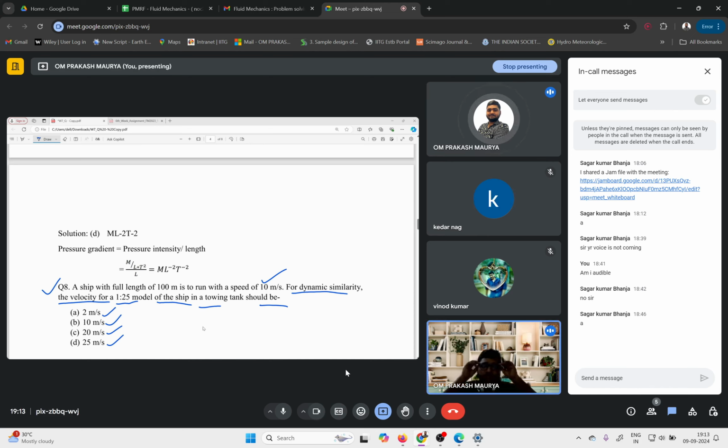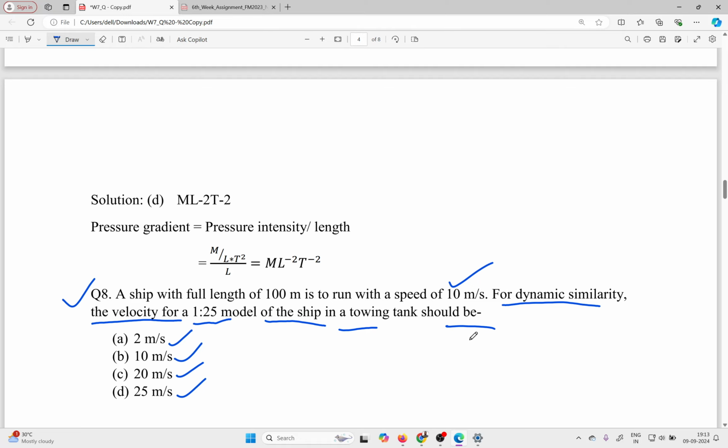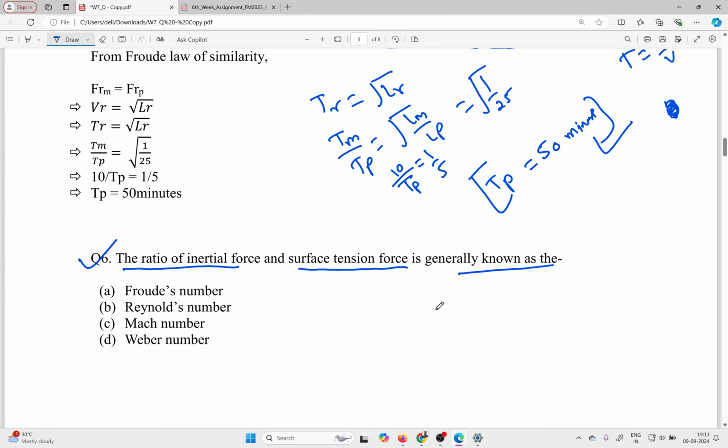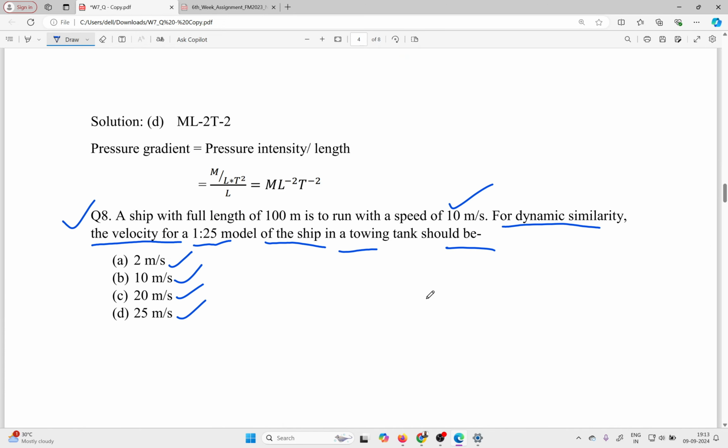So the answer of this question is nothing. If you look at the previous question's concept, the same concept you will use here. The concept is dynamic similarity. So here you need to find out the velocity. You will also use your Froude number similarity, FR.